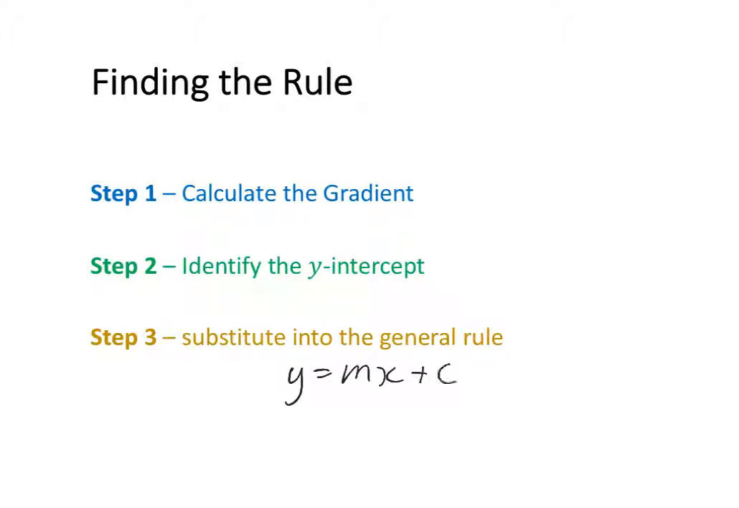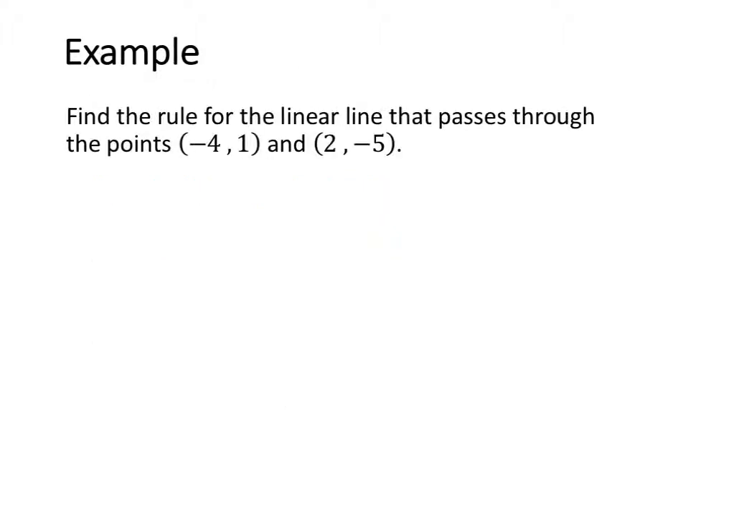mx plus c. So let's have a look at an example of how do we calculate the rule from two given coordinates. So in this example, we want to find what is going to be the rule of a linear line that passes through the coordinates (-4, 1) and (2, -5). Now the first step into finding what the rule is, is to calculate the gradient.